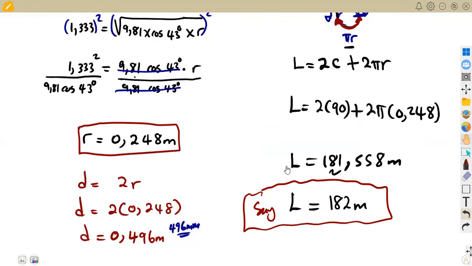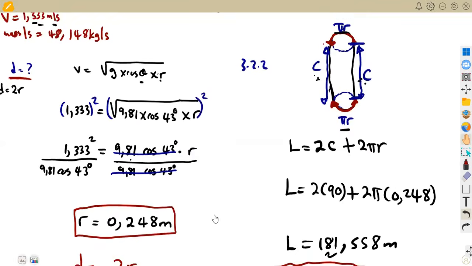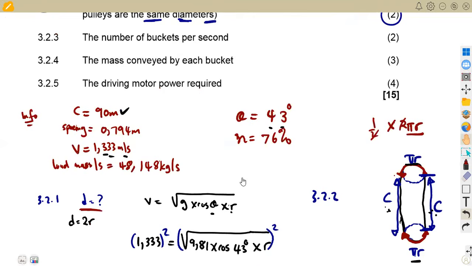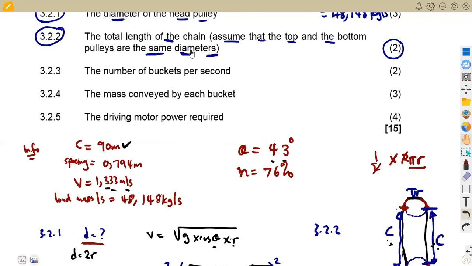All right, so that is how you calculate the length of the chain. For the total length, you are considering the top part and the bottom part having the same diameters. So it's the same circle, just the same part, and the radius is also the same.